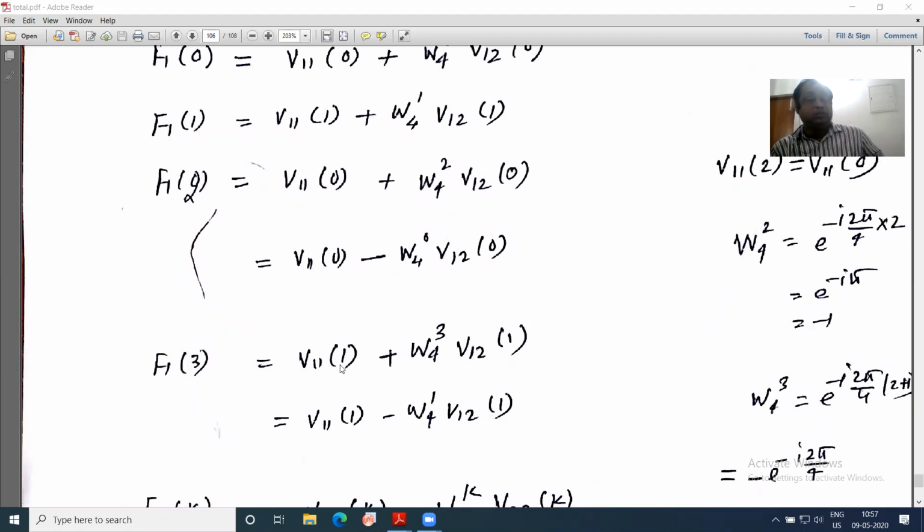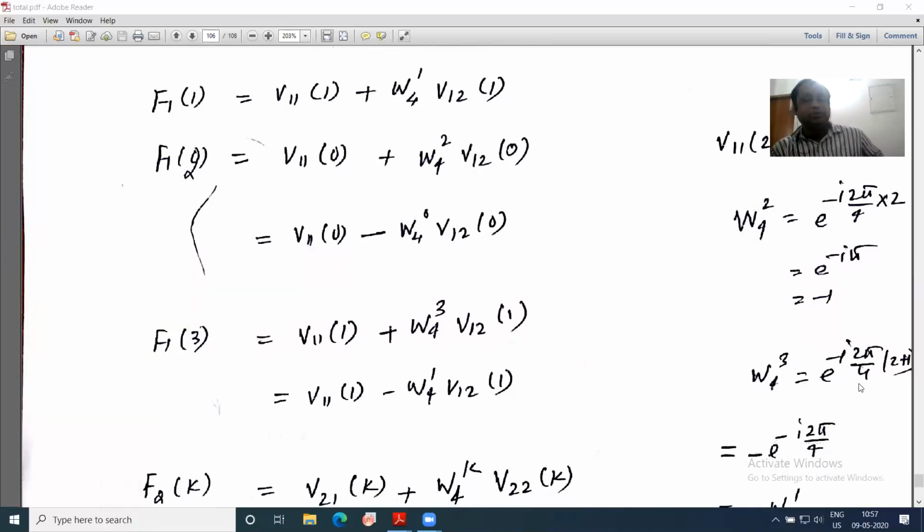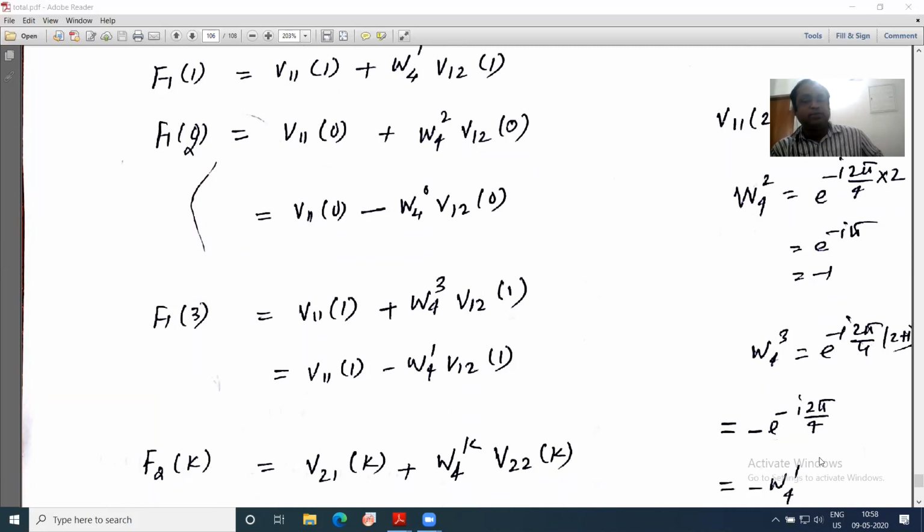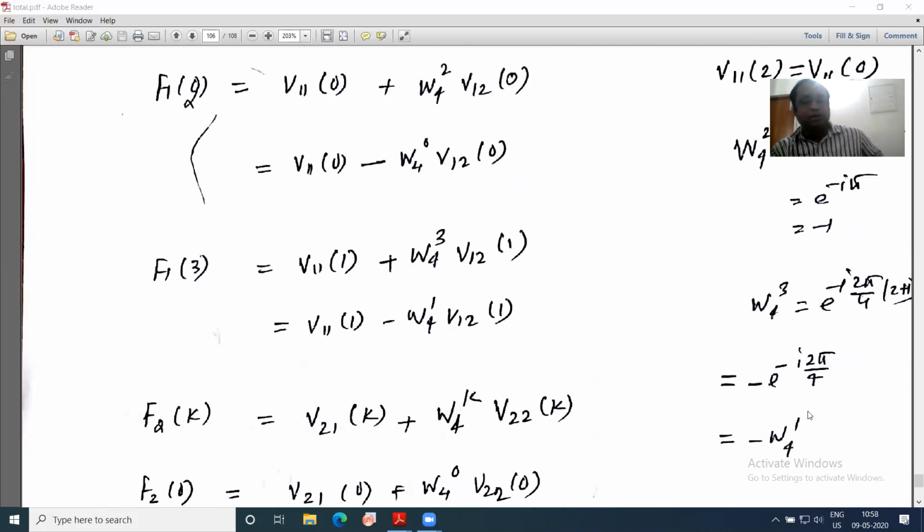Now 3 means again 1, because it is periodic with period 2. 3 means 1 plus 2, so it is also 1. And w43, if I compute, is e power minus j 2 pi by 4 times (2 plus 1), so e power minus j 2 pi by 4 into 2, and e power minus j 2 pi by 4 into 1. The 4 pi by 4 term means this is minus 1, and this remains e power minus j 2 pi by 4, which is equal to minus w41. W means e power minus j 2 pi divided by 4, multiplied by 1, so it is w41. Therefore, w43 is essentially equal to minus of w41. Agreed?